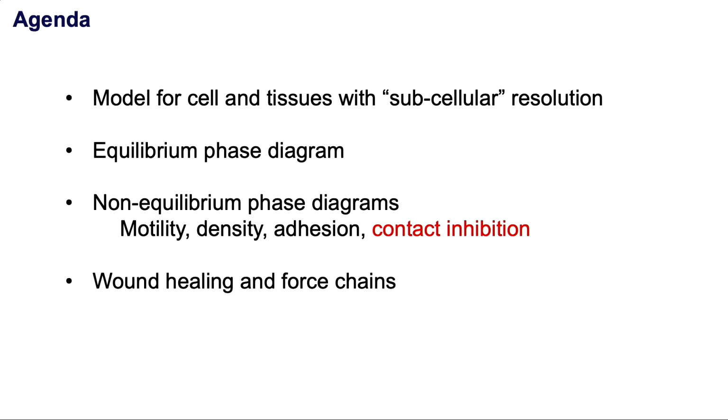Okay, so what we are going to do here is to develop a new model with a little bit of subcellular resolution. Since I want to understand what is driving a tissue out of equilibrium, the first thing we do is to have a reference. So we study the equilibrium phase behavior, and then we move out of equilibrium and study the effect of motility, density, adhesion, and contact inhibition. Then we are going to focus a little bit on wound healing, and we are going to suggest that it is possible to introduce the concept of force chains also in these soft, squishy particles.